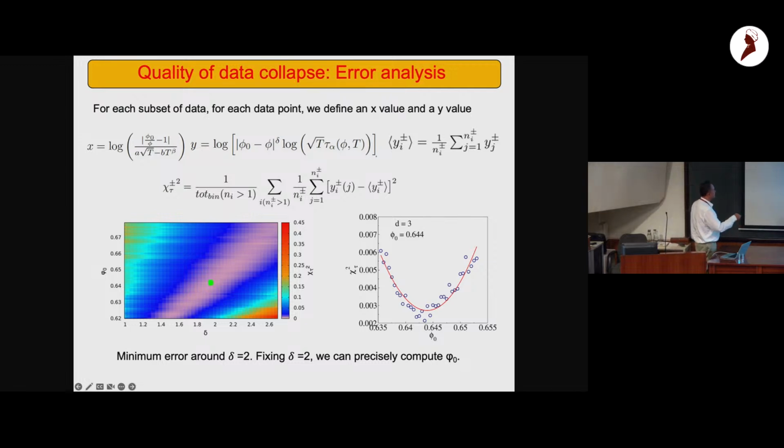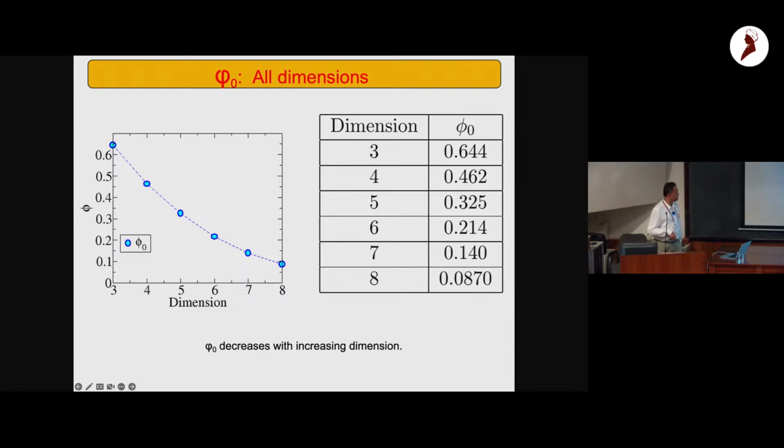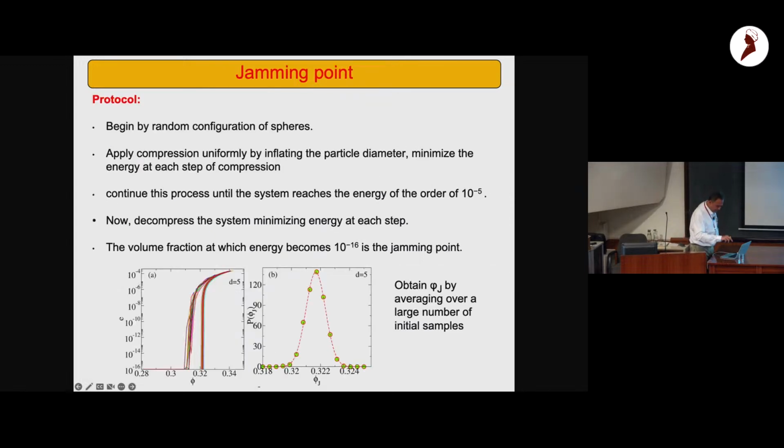If I look at the error that I might define in some way in the phi naught delta plane, you actually have these correlated values over which the error, you know, at the end of the day, this is as good as your numerical data, so we don't have much to say about it, but it does indicate that delta equal to 2 is a good choice. Okay, so with all this, here are the phi naught values that we estimate, which, as I increase the dimensionality, go to lower and lower values.